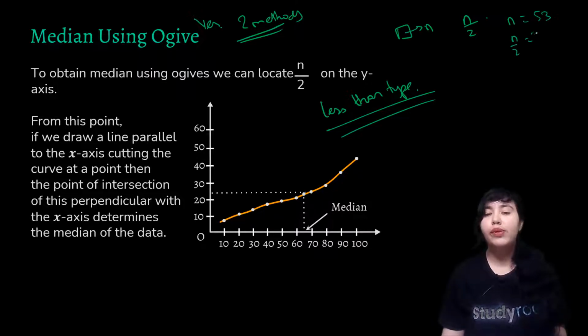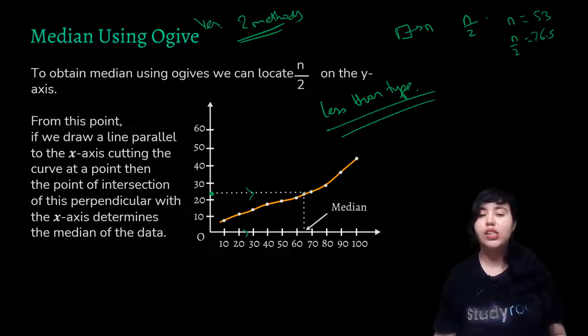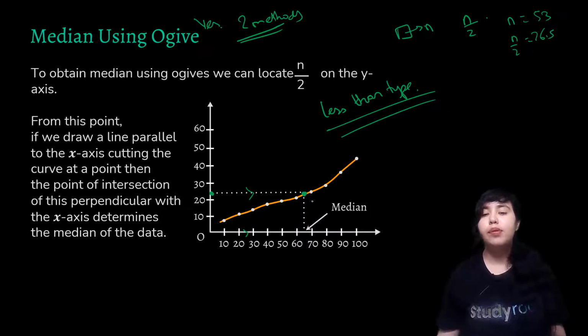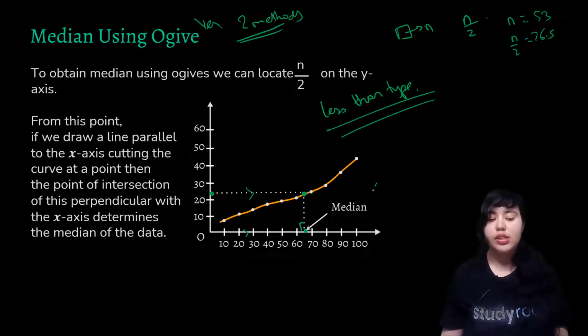So n by 2 will be 26.5. So locate this point 26.5 on the y-axis. Draw a line through this point parallel to the x-axis. Okay, this is parallel to the x-axis, and then keep on drawing this line till it meets your ogive. So the point where it meets the ogive, mark that point, and from that point drop a perpendicular on the x-axis. Now the point where this perpendicular will meet the x-axis is your median, and if you find out on your graph sheet, this median will turn out to be 66.4.